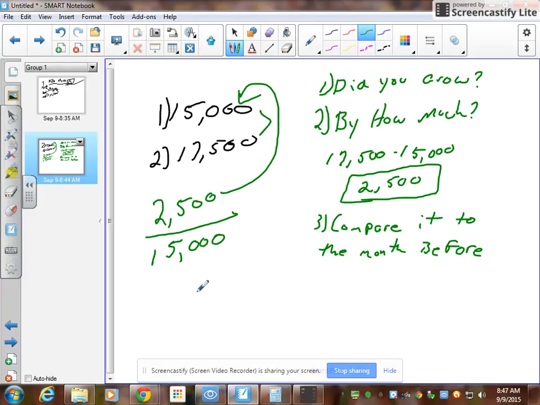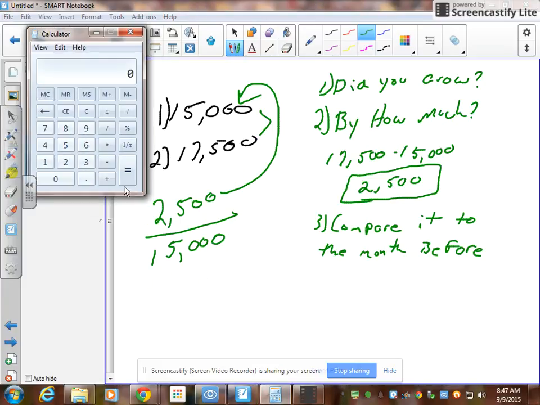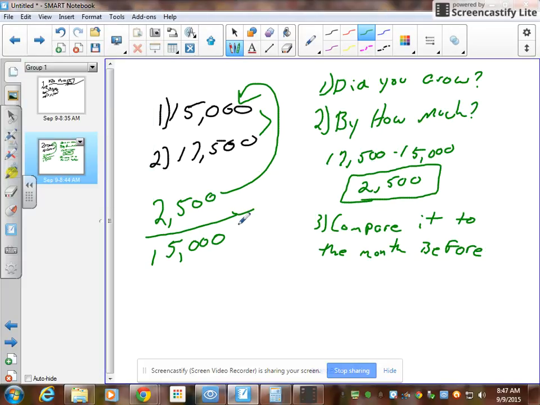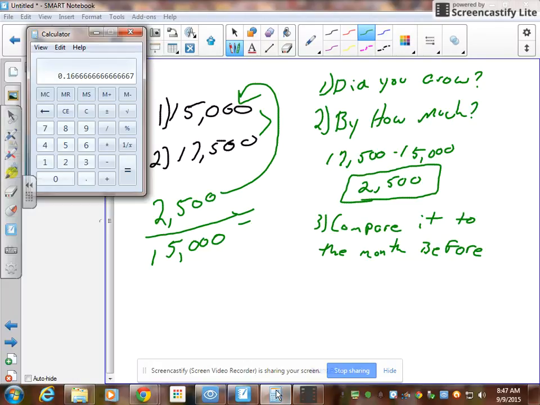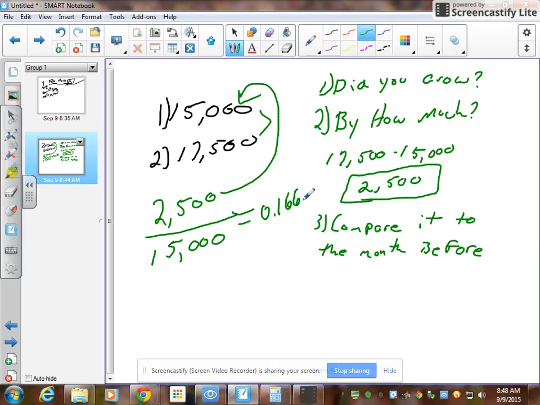Okay. So we're going to take our calculators. And we're going to take 2,500 divided by $15,000. And you're going to get something that looks like that. 0.166666. So 0.1666 repeating. Okay? This represents what? That's not a percent. Don't worry about going to percents yet. What does this represent right here?